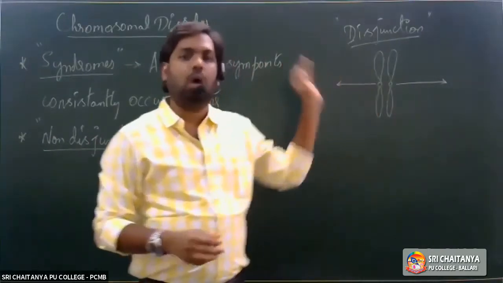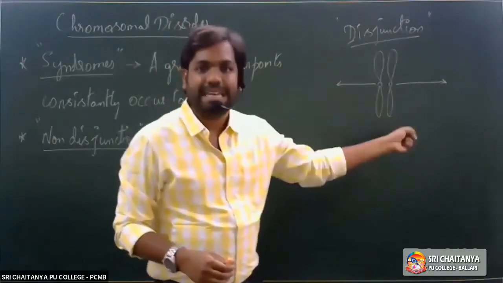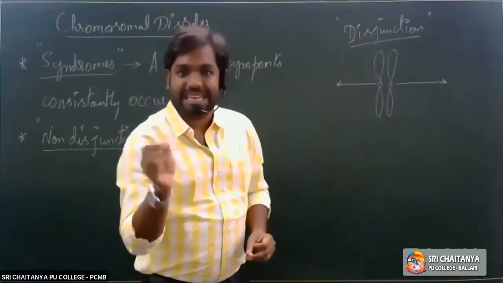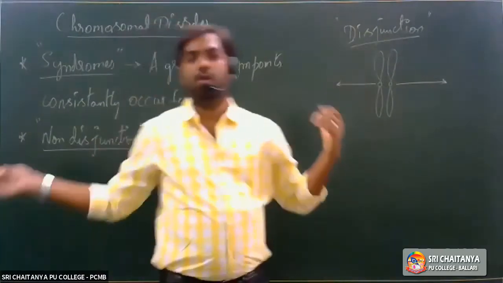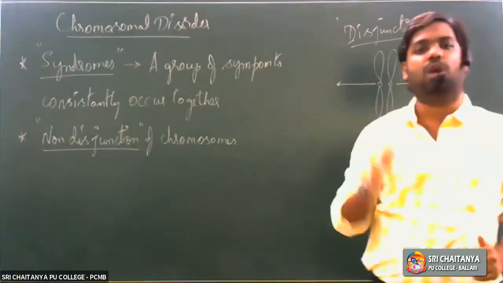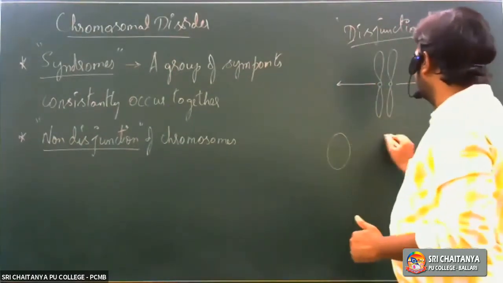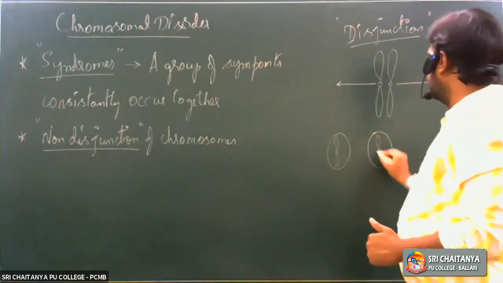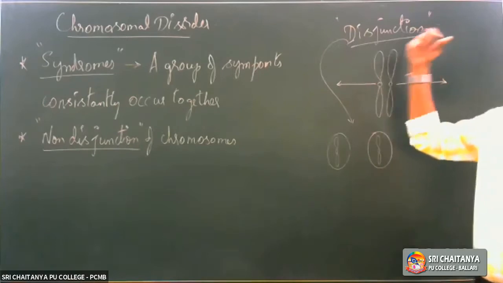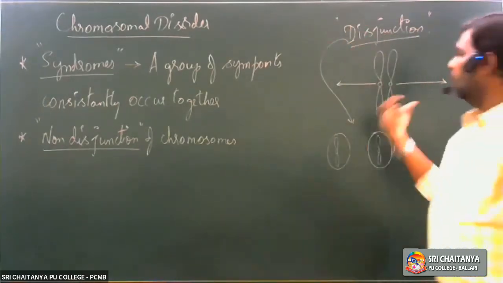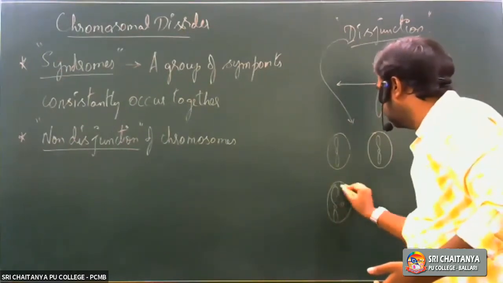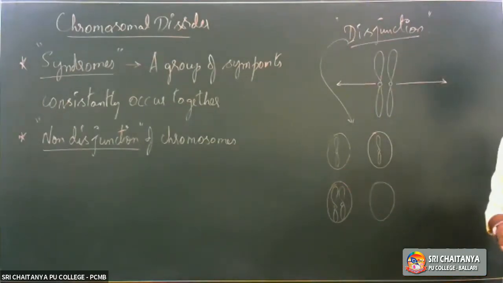Non-disjunction is nothing but failure of the chromatids or the chromosomes to segregate during cell division. So what happens if there is non-disjunction? If there is normal disjunction in mitosis, at the end of mitosis each cell will have one chromosome each. But if there is non-disjunction of chromosomes, what would be the condition now? These two are not getting segregated or separated, as a result of which one cell will have both the chromosomes or chromatids, and the other cell will not have anything.